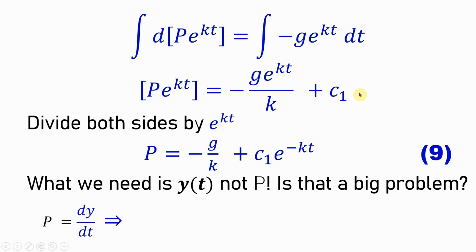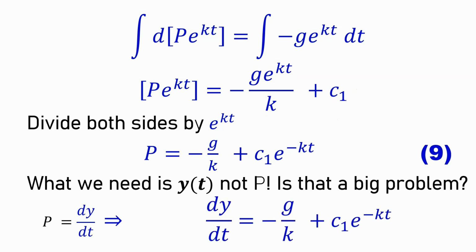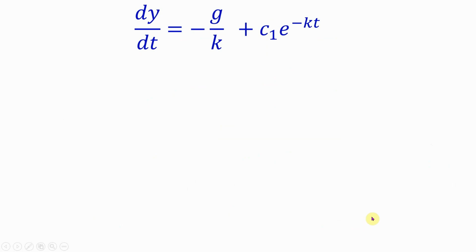Then what we need is y(t), not p. Do you agree with me? You know, we started the problem by saying that our p equals y dot. So if our p is y dot, we need to return that p back to equation 9 to give us y dot equals minus g over k plus c1 exponential minus kt. So this is the problem now.